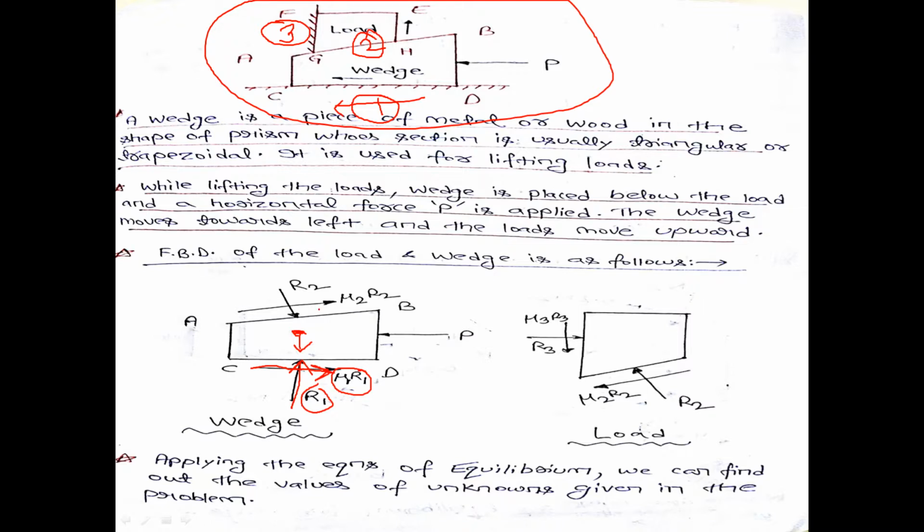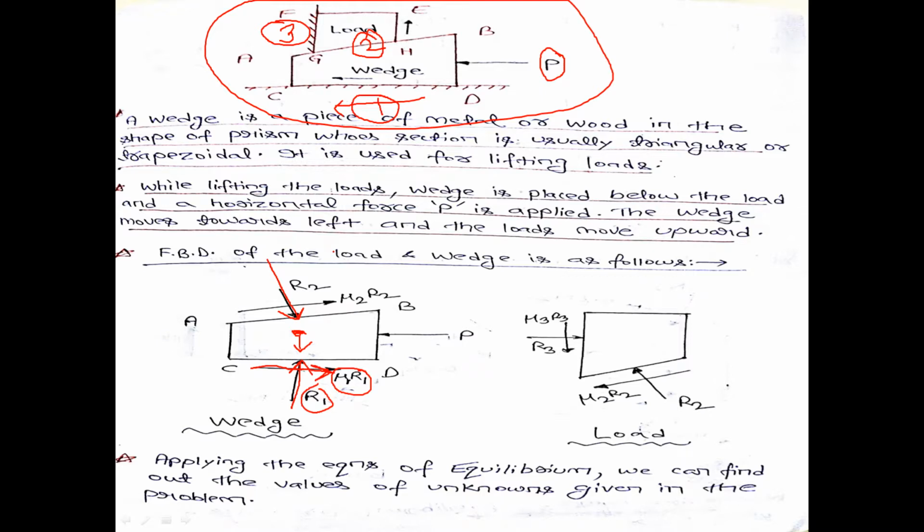Okay. Next, you can see that on this wedge, an external load P is applied in the negative x direction along BD. You can also see that this wedge is in contact with the load. So the load will give a reaction to the wedge in this direction, R2. Why R2? Because I have assumed this is surface number 2.